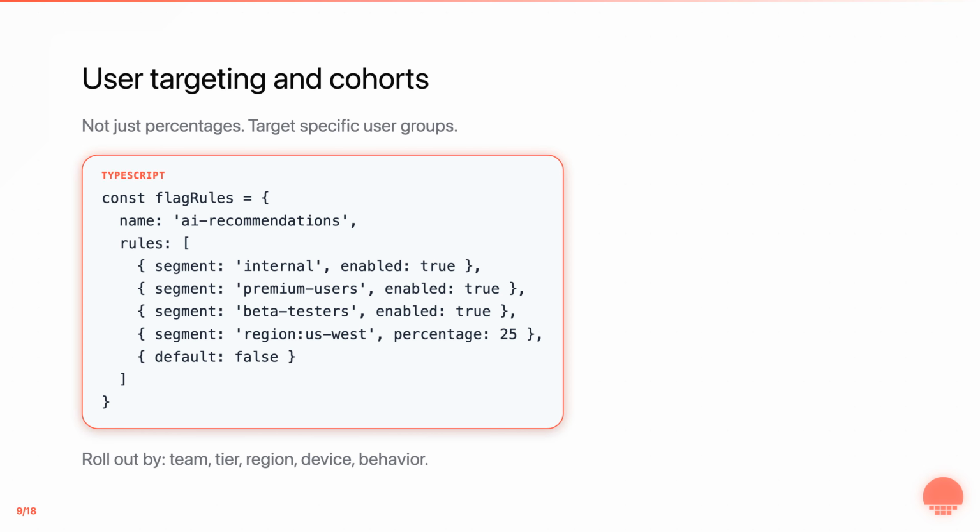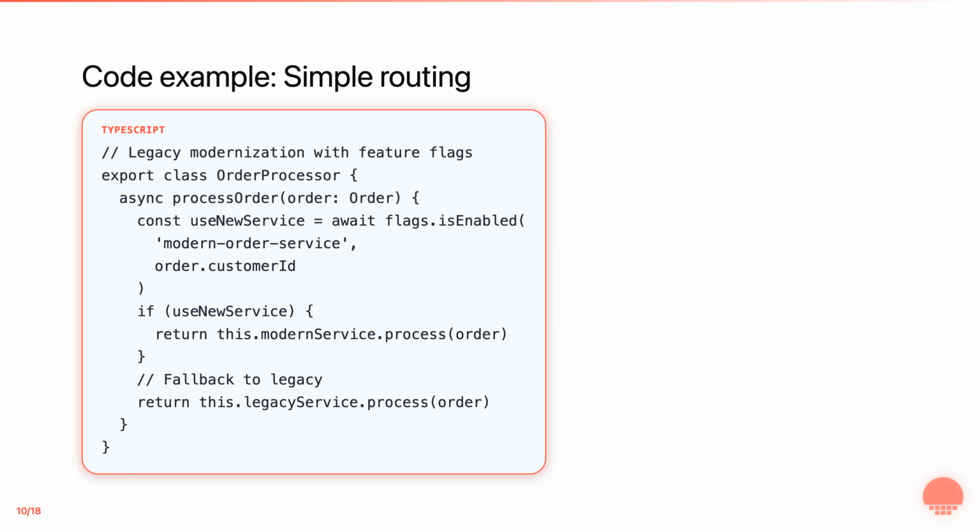Disaster. Right users seeing experimental features? That's progressive delivery done right. Here's the actual code pattern in action. Your order processor has one method, one feature flag check. If the flag's on for this customer, route to the new microservice. If not, the old monolith handles it.